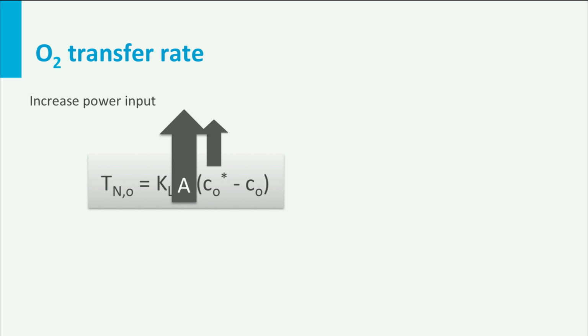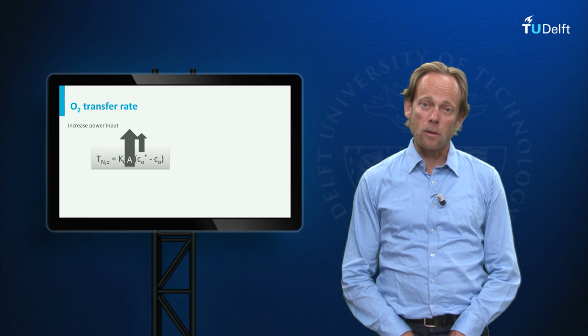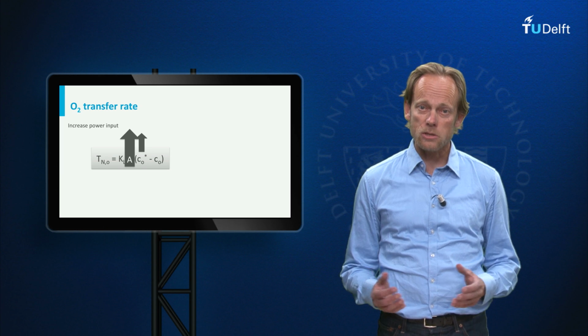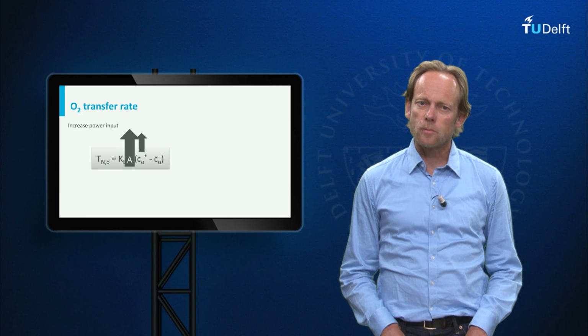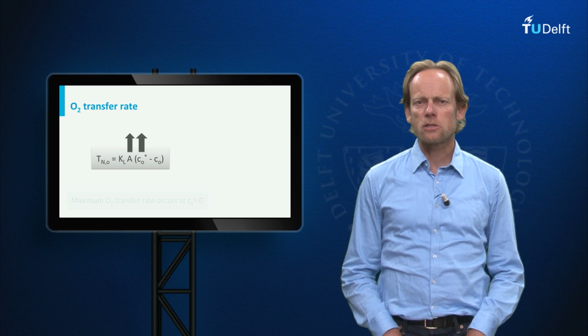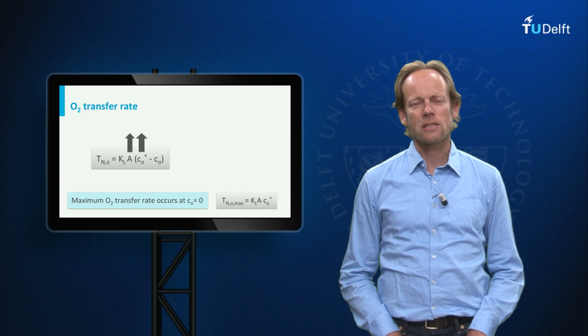You can do this by increasing the amount of energy that you put in your bioreactor, either via the gas or via the impeller plus the gas. This affects the number of bubbles, the size of the bubbles, and the velocity at which bubbles rise. The maximum oxygen transfer rate is achieved at the maximum driving force, when the actual oxygen concentration in the liquid is 0.